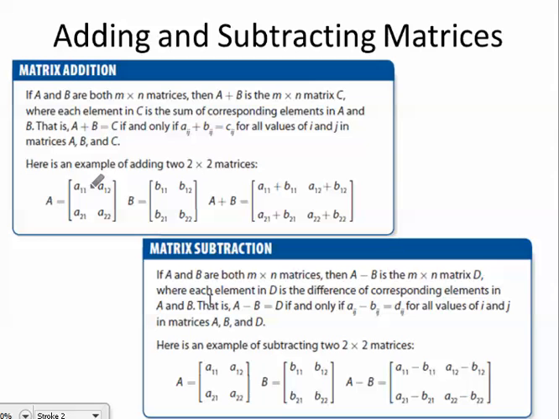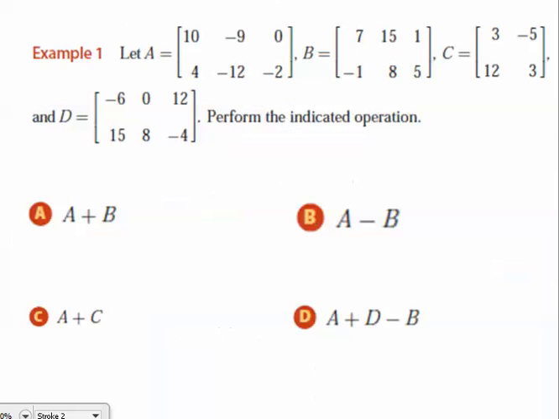Now, what you're going to do is combine the elements that are corresponding. So these two, A11 and B11, are going to combine together to give you A11 plus B11. And A12 and B12 are going to combine together to give you A12 plus B12. Okay? And that's how you're going to be combining them together. I think that if you see it in action, it might be a little easier.